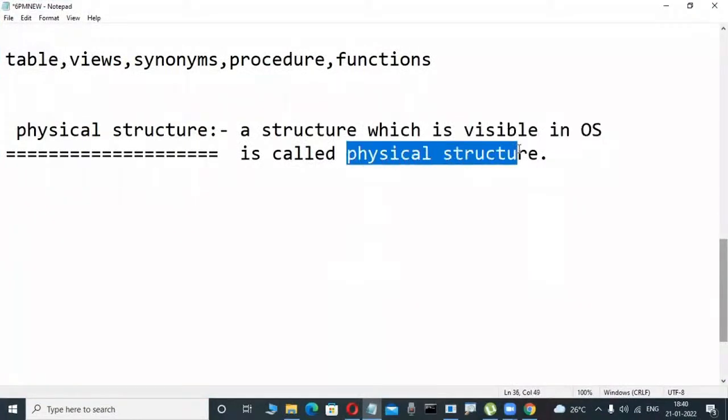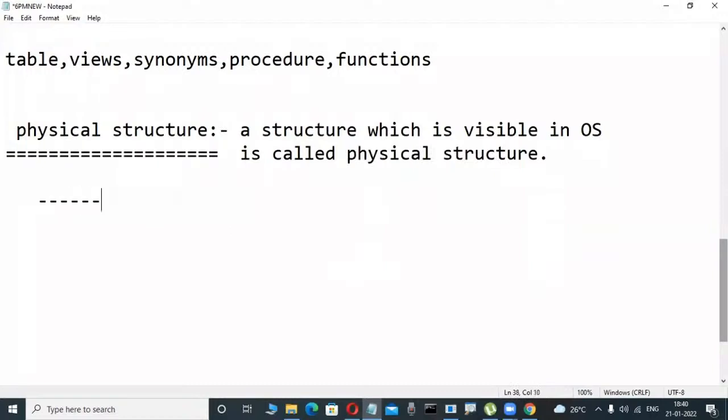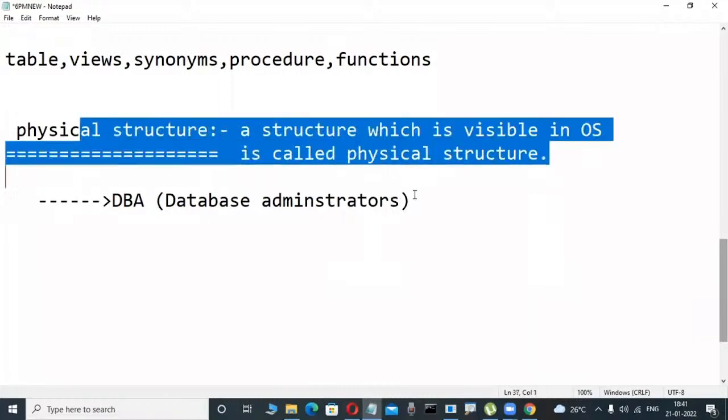But who works on the physical structure? You are working, I am working? No. Some different type of persons are working. What is that? DBA, database administrator. In a project, some other types of persons are there in a database, but those database administrators are the ones who work in the physical structure. Only DBA persons work in the physical structure.